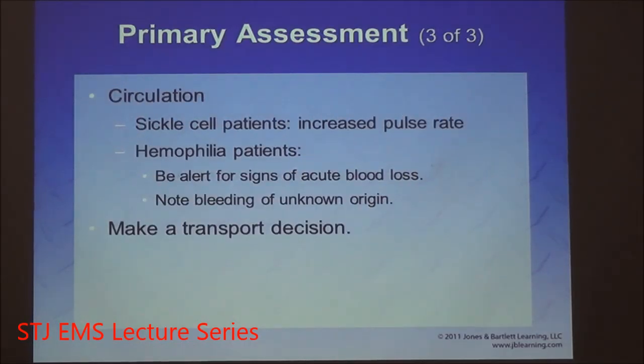Circulation: with sickle cell patients in a crisis, they'll have an increased pulse rate. With hemophiliacs, look for signs of acute blood loss. Look for incredible bruising anywhere, whether it's the arms, legs, chest, abdomen, or head. Look for signs of hematomas, things like that, that show there's a rupture. They're going to have a hard time clotting.